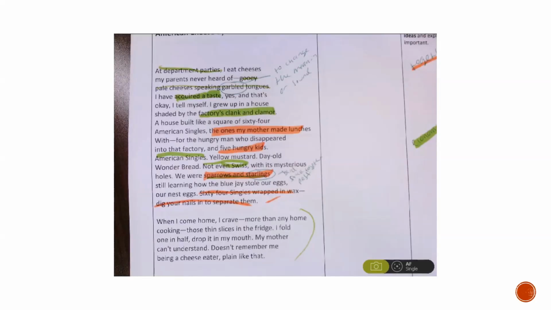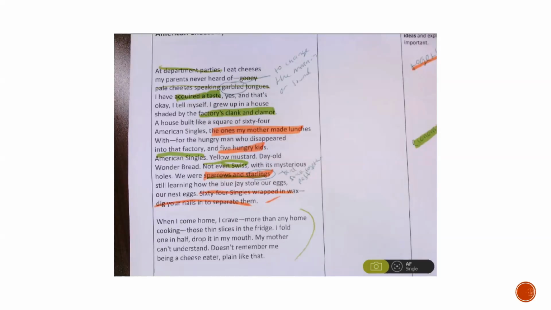The personification there gives us the association of how it's not just from another country. The garbled makes it mean there's something different about it. There's something mysterious about it. Garbled means hard to understand. So this cheese is quite different for him.